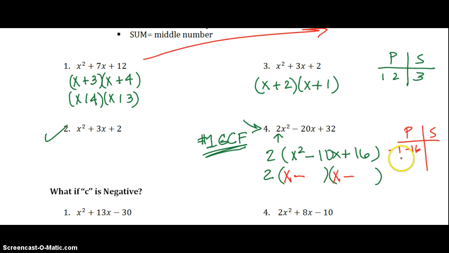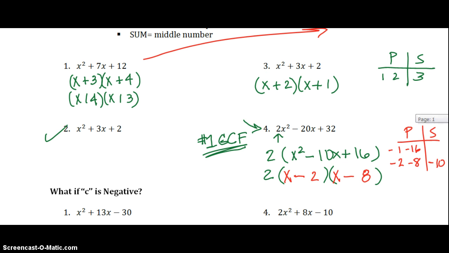So how about 2 and 8? Oh, that works, 2 and 8. So before I even try 4 and 4, 2 and 8 works. Negative 2 times negative 8 gives us a positive 16, and negative 2 plus negative 8 adds to give us a negative 10. So that is the factored form of number 4.